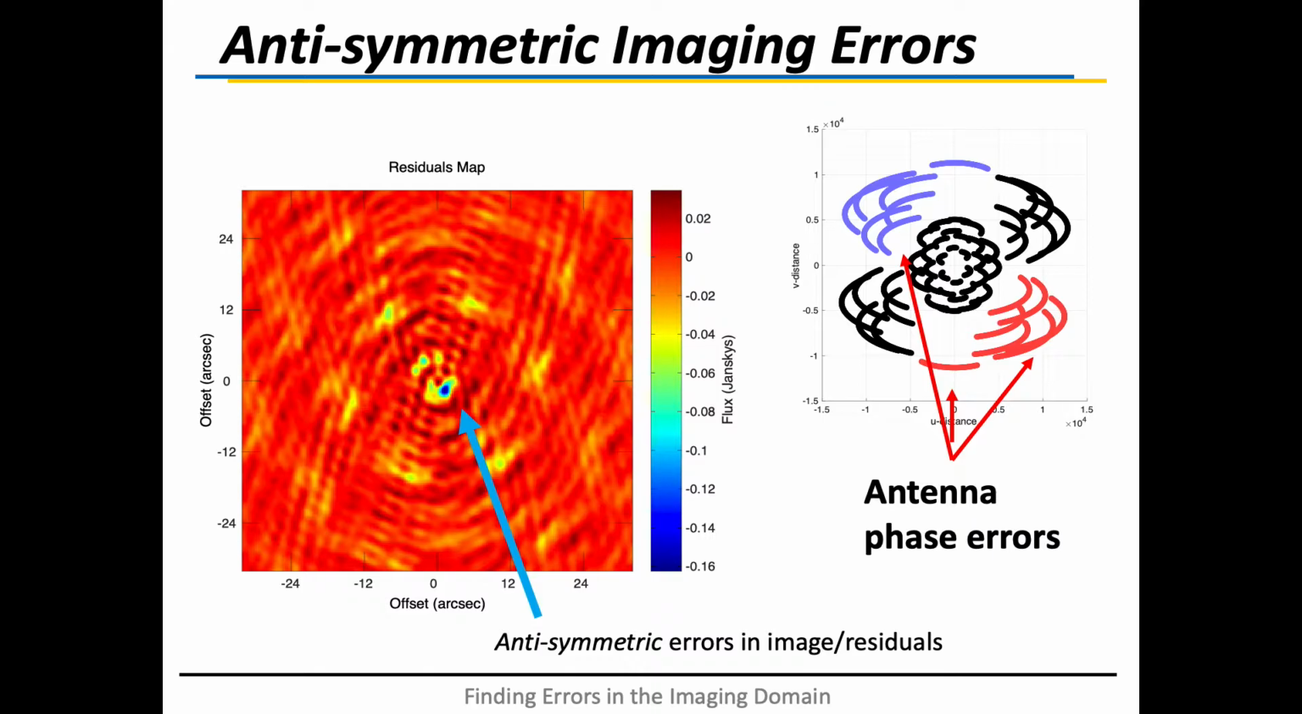And so in both of these instances, when you see these symmetric and anti-symmetric problems around your point sources, usually that means you should go back to your gain solutions and just check them out, see if things look okay or if maybe there's some weirdness that you need to flag.